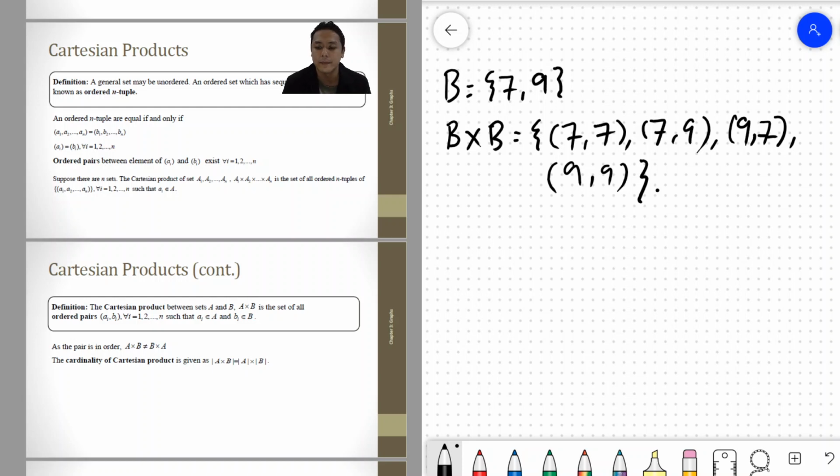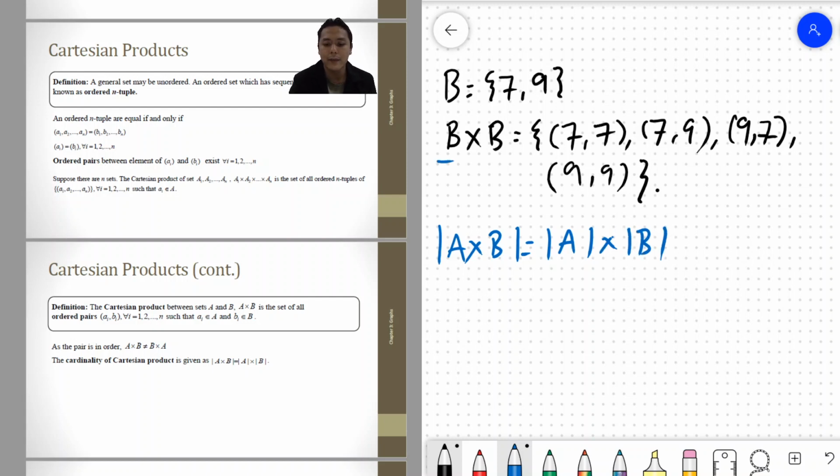Now comes the question: how do you ensure that you have enough ordered pairs inside the operation? We use this general formula: the cardinality of A times B should be equivalent to the cardinality of A times the cardinality of B. Right now we focus here. We have B times B. How many distinct ordered pairs should be there?